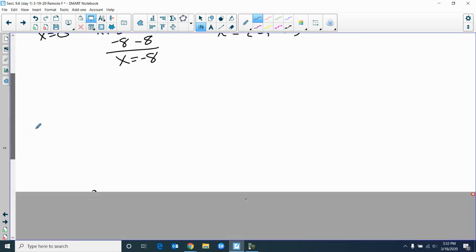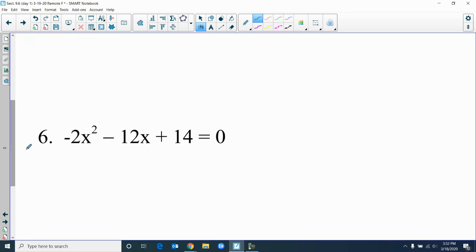All right, we're going to skip this last one. And I'll just give you a little bit of a reminder. Sometimes you have a GCF for the whole thing, and you want to factor that out first. And that's going to give you negative 2. And when you divide all of these by negative 2, you get x squared plus 6x minus 7 equals 0. And then you can factor that. All right, I'm not so concerned about that one. All right, let's get to the last one.